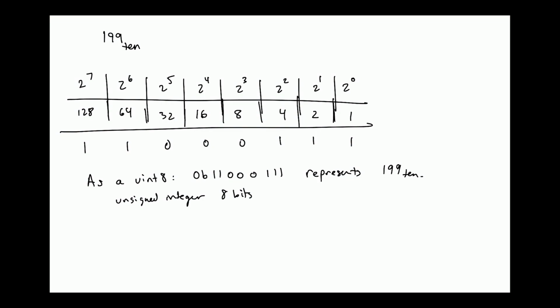0B in front of something indicates that I'm writing that thing in binary, right? Because how do you know that I didn't mean 11,111,000? You don't. So if I put 0B in front of something, that's just code for, hey, I'm representing this in binary.